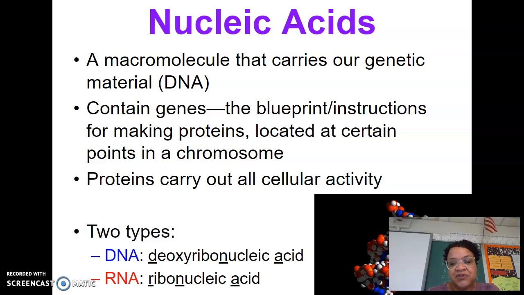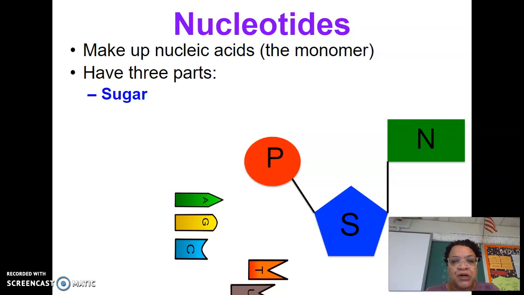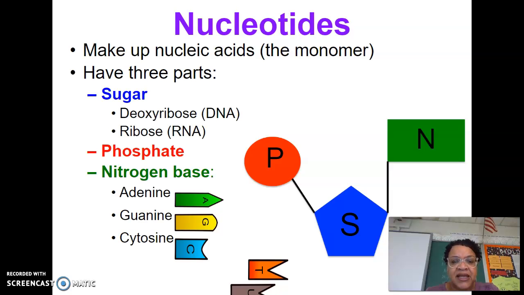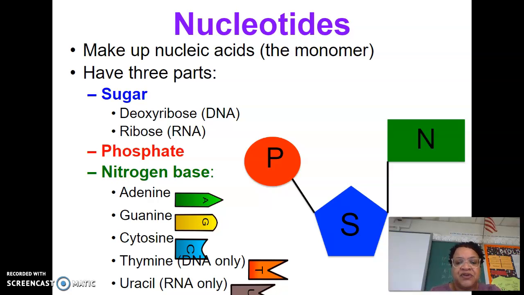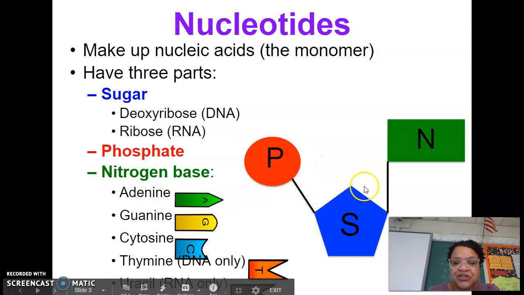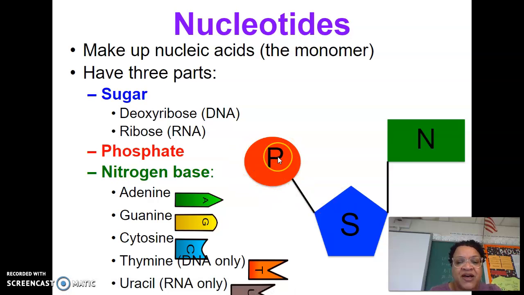So we have two types of nucleic acids. We have DNA, deoxyribonucleic acid, and we have RNA, ribonucleic acid. The monomer for nucleic acid is a nucleotide. The nucleotide has three parts. They're made up of the sugar. If the sugar is for DNA, it's called deoxyribose. If the sugar is on an RNA molecule, it's called ribose. Remember, sugars end in OSE. They're also made up of a phosphate group and a nitrogenous base.